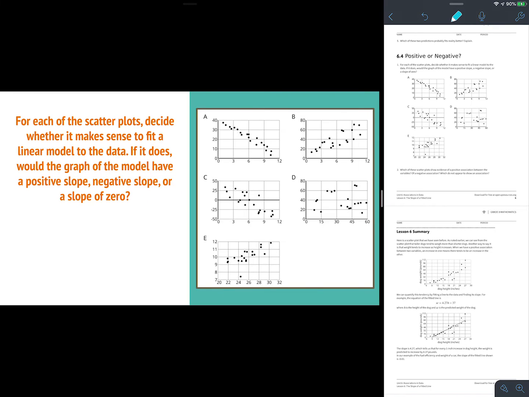Okay, let's go through the work together. You should have done it on your own and paused. So all of them are going to be linear models except for D. For D, you would not really be able to tell if there is a positive or a negative association, which is going to be the next piece, but you would not be able to represent it with a linear model. A and C we would say are negative, and then B and E we would say are positive.